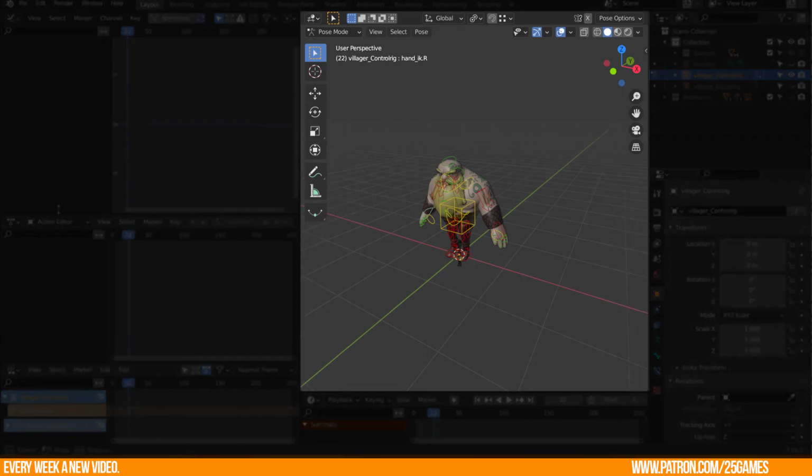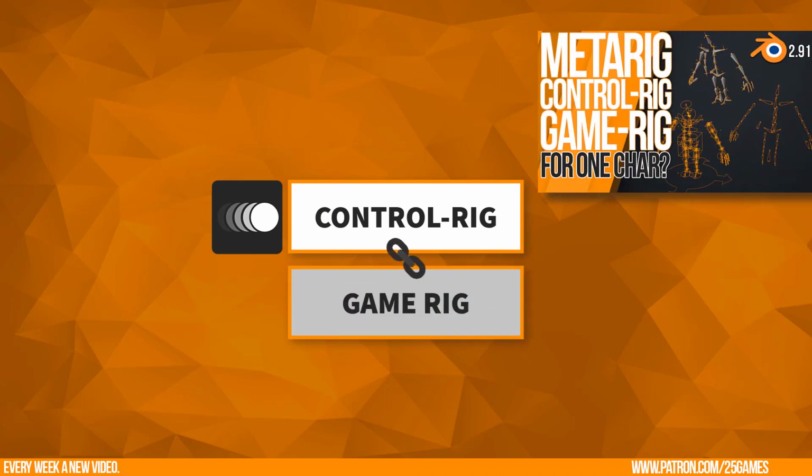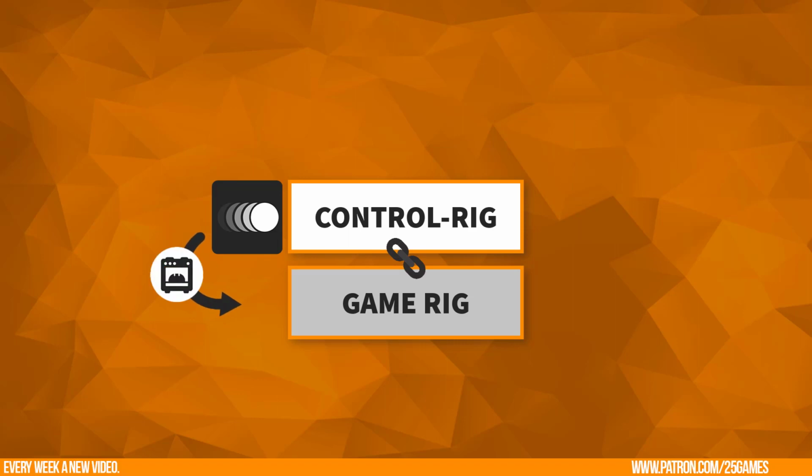You should know this workspace best, I guess. We animate the control rig, not the game rig. I told you in my last video why we do this. In the end we bake the animation from the control rig to the game rig.